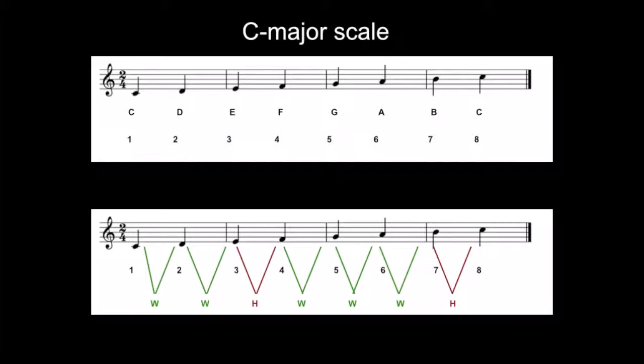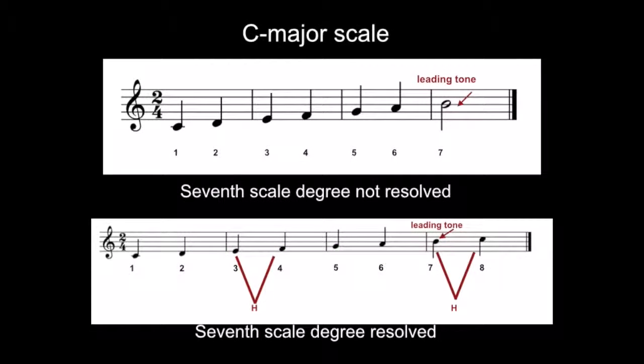Can you hear the difference between whole and half steps? So, the second characteristic of a major scale is location of half steps between 3 and 4 and 7 and 8. The next important feature of C major is that second half step between 7th and 8th scale degrees. Listen how this succession of pitches lacks its resolution and sounds unfinished.